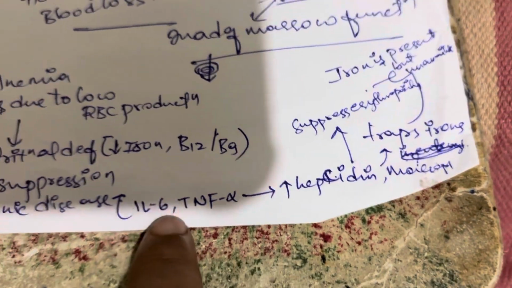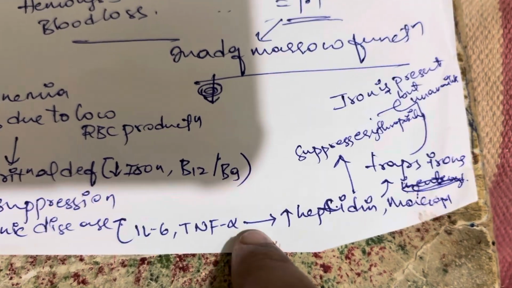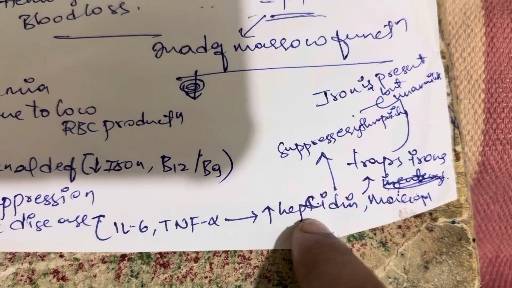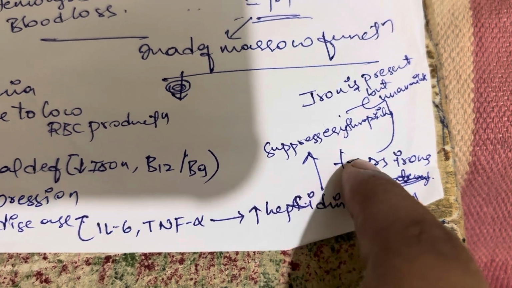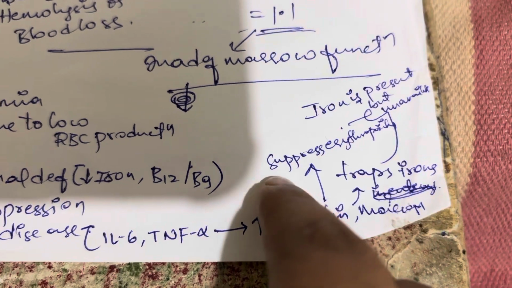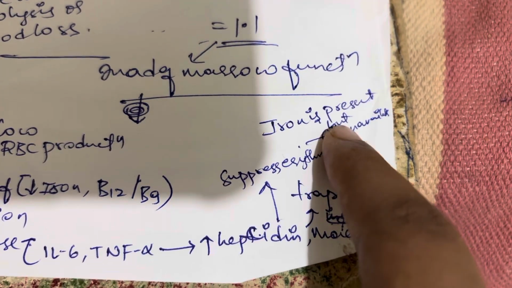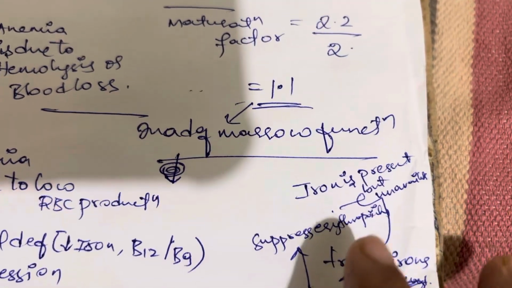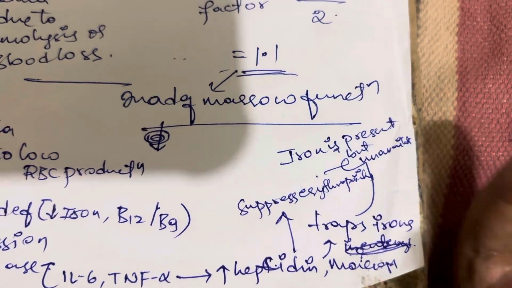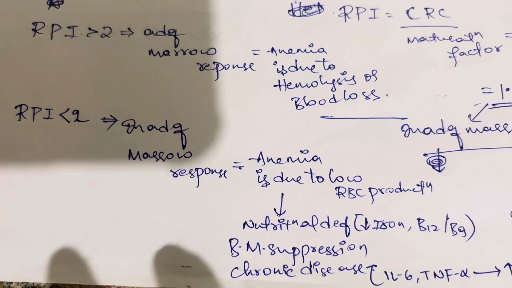In chronic disease, interleukin 6 and tumor necrosis factor alpha increase the hepcidin, which traps the iron in macrophages and suppresses erythropoietin production. That ultimately means that even though iron is present, it is unavailable to the marrow to produce RBC. That's how it causes anemia. That is why it is called anemia of chronic disease.